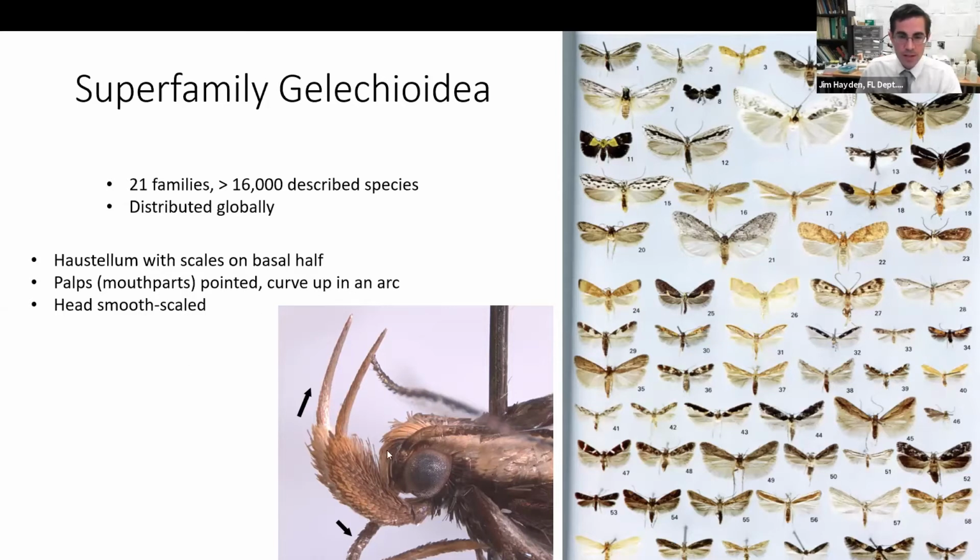The head also tends to be smooth scaled. They look like my hair right now. Now at 5 o'clock today, my hair is going to be stuck up like this because I've been pulling it out all day. And then it will look like a Taeniid or a Bucculatricid or a member of a different superfamily. Whether the hairs look disheveled or not on top of the head is actually a good character for many micromoths. So when we say a smooth scaled head, the hairs are neatly combed down like that.